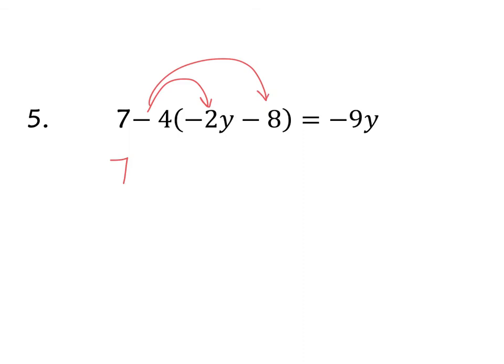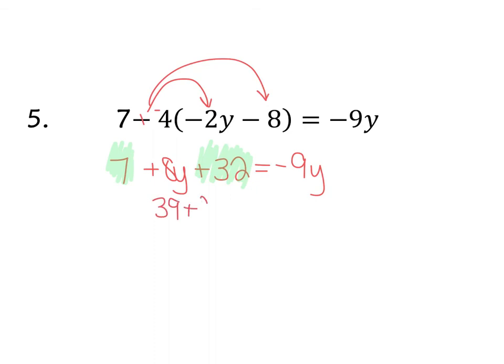So negative 4, that's how I treat it, because you could think of it as a plus negative or minus 4. But negative 4 and negative 2y is going to be plus 8y, and then plus 32 equals negative 9y. The left side of this equation, I am able to simplify. So I have to go and simplify what I can. I have a constant of 7 and I have a constant of 32. And I could combine those two. They are being added. So 7 plus 32 is 39 plus 8y is going to equal negative 9y.